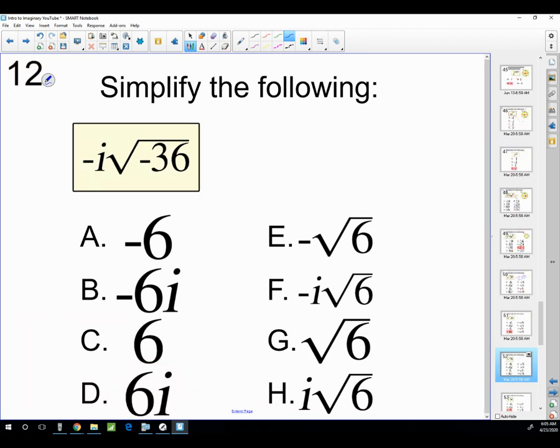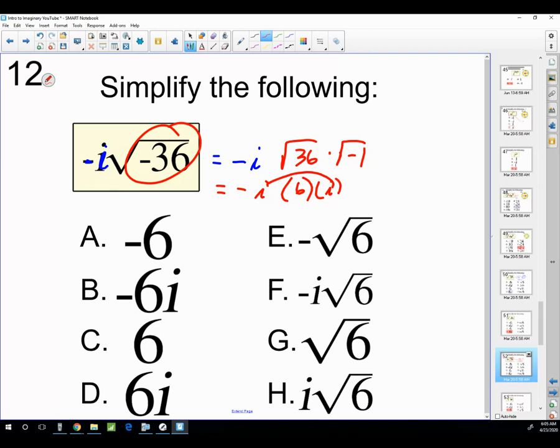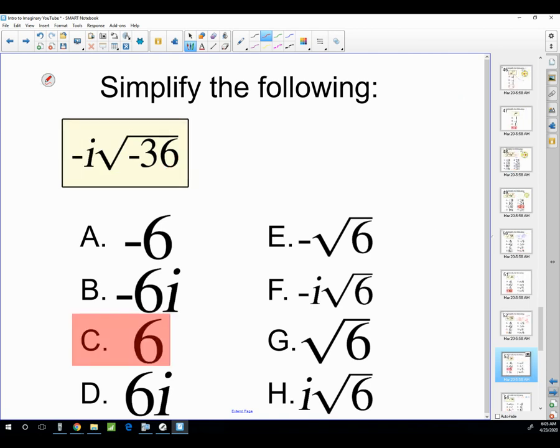Let's do a couple more. I'm going to bring that over, and then I'm going to do just what I just did. I'm going to rewrite that as root +36 times root -1. So this would be equal to -i times 6 times another i. Well, these i's go together, and we get -6i squared. When you do imaginary numbers and you have a power of 2 or more, it has to be simplified. So that becomes -1. You really, really want to recognize that i squared is -1, and the final answer there is +6.